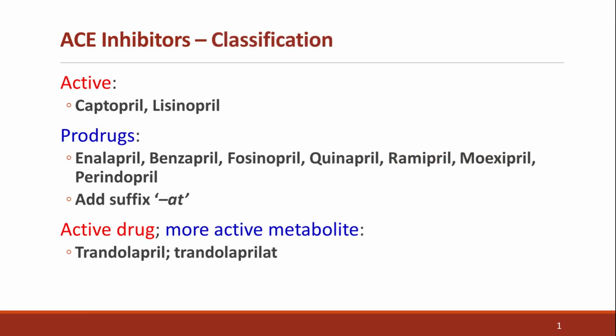ACE inhibitors can be classified as active drugs, like captopril and lisinopril, or as prodrugs that need hepatic activation, such as enalapril, perindopril, and ramipril. Some drugs have both an active form and a more potent active metabolite, for example trandolapril, which becomes trandolaprilat. This metabolic activation often influences their duration of action and dosing frequency.